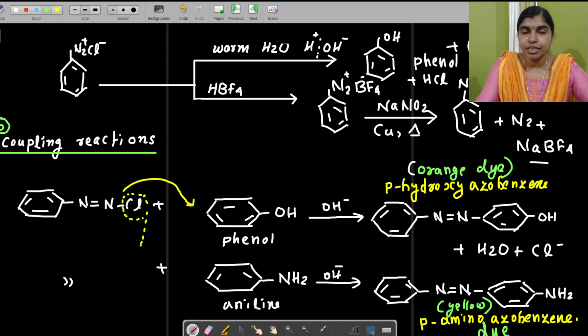So coupling reactions നടക്കുമ്പോൾ നമുക്ക് കിട്ടുന്നത് dyes ആണ്. That means coloring agents ആണ്.